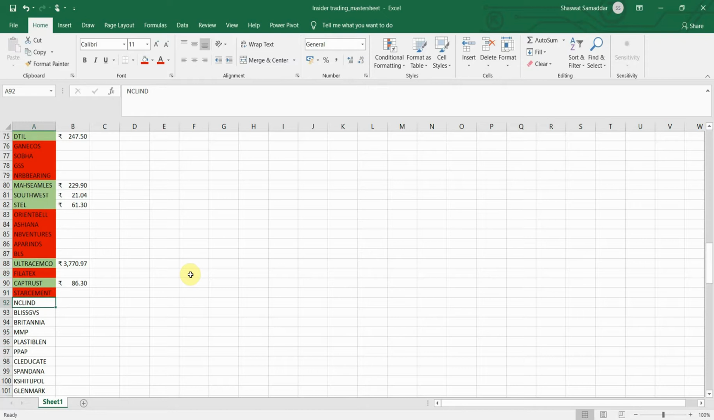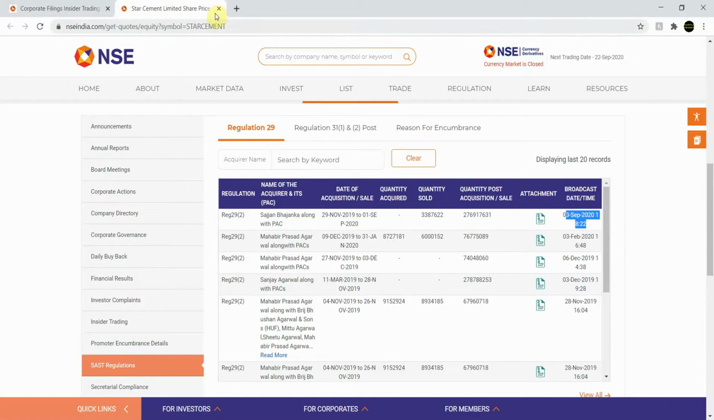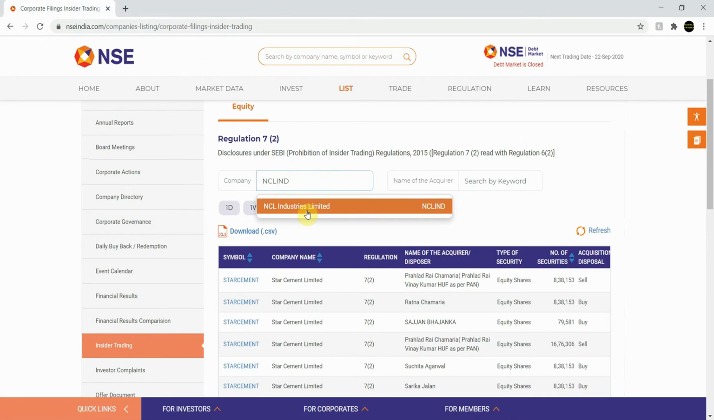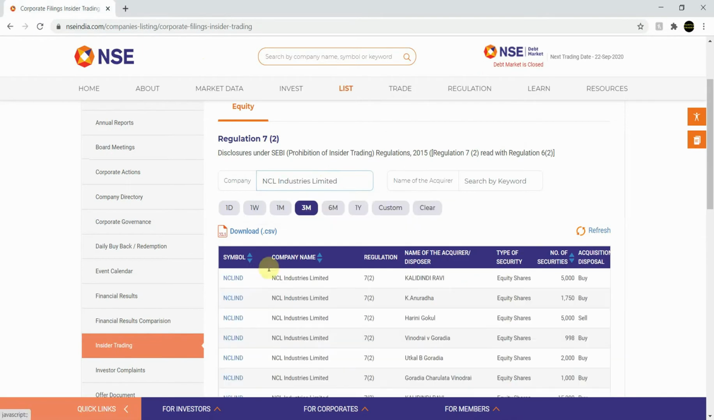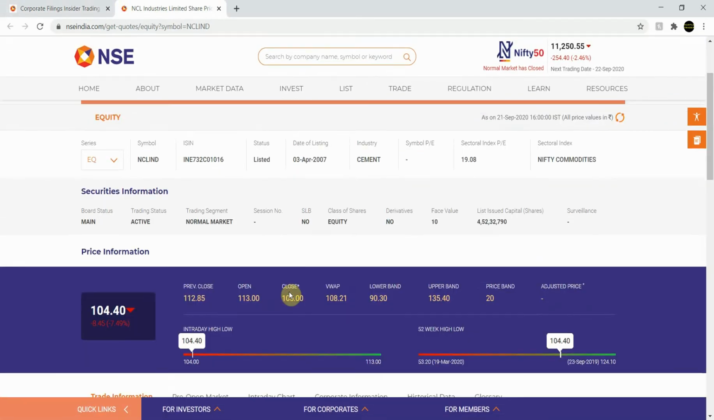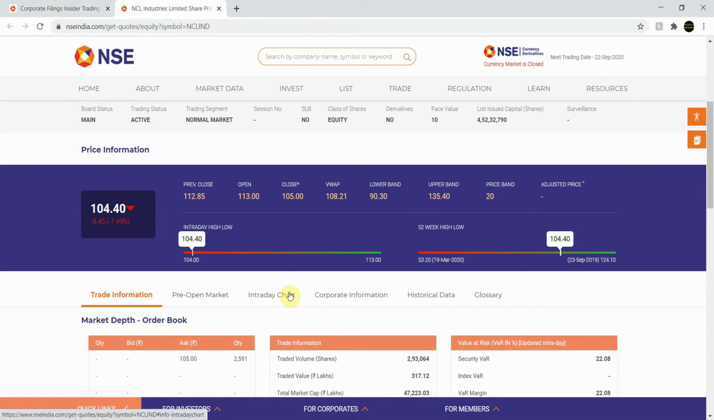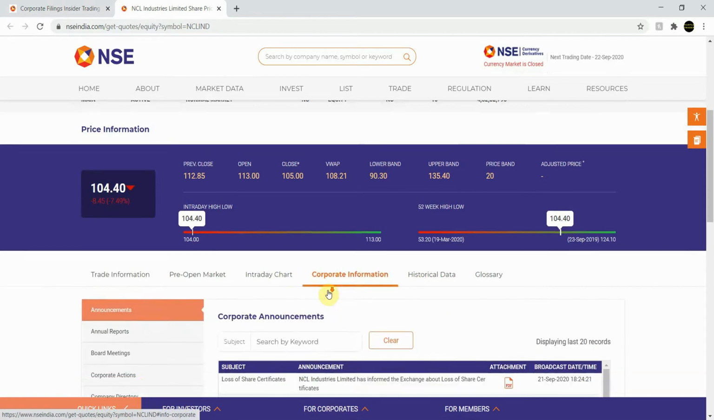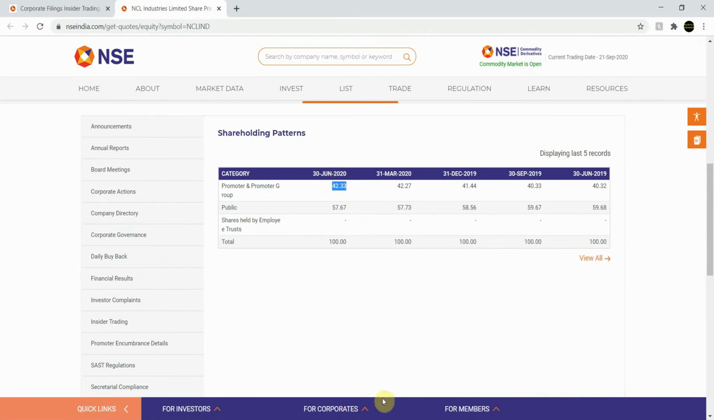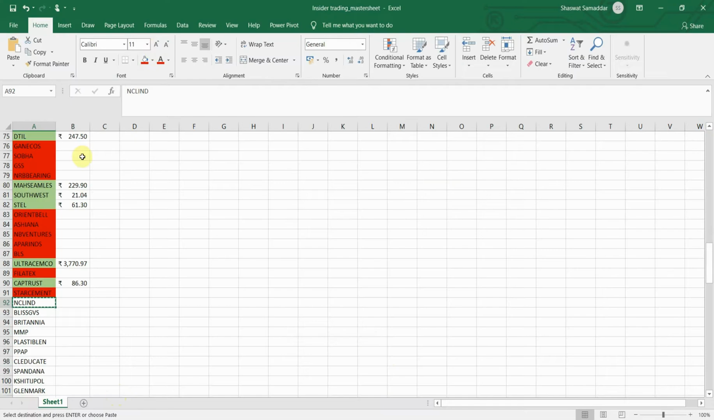Next on the list is NSCL. I'll copy it down and paste it in the company name. It's NCL Industries Limited. I'll click on the symbol. Next, I'll go to the corporate information and check the shareholding pattern. Shareholding pattern is less than 50%, so no point of doing further analysis. So I'll just color code it as red.